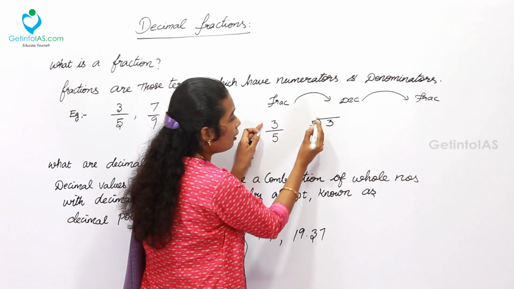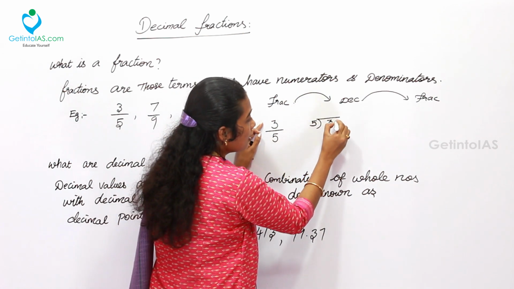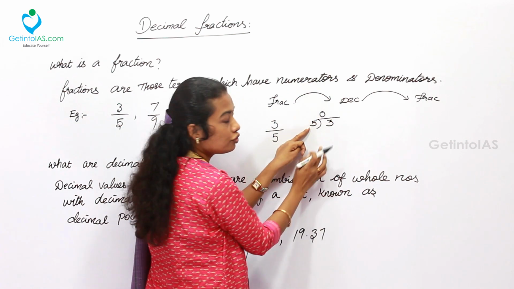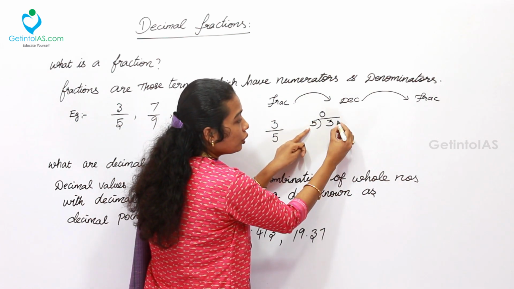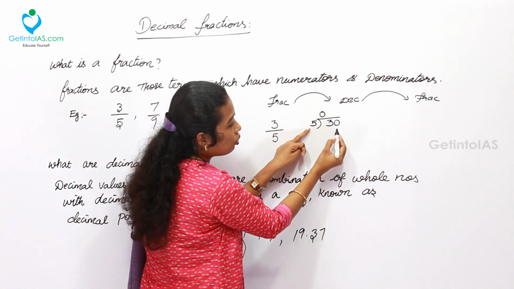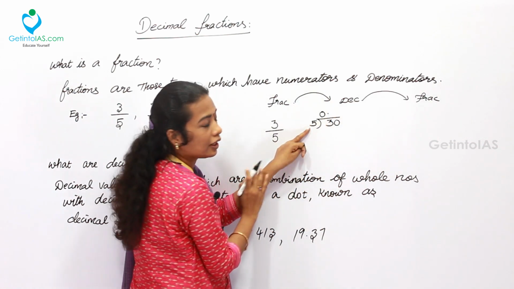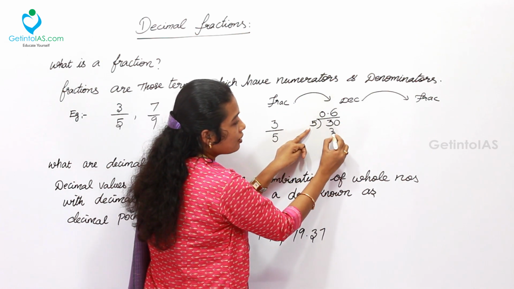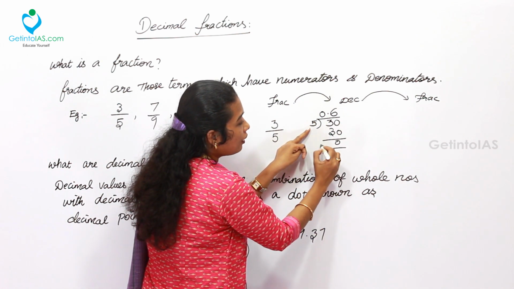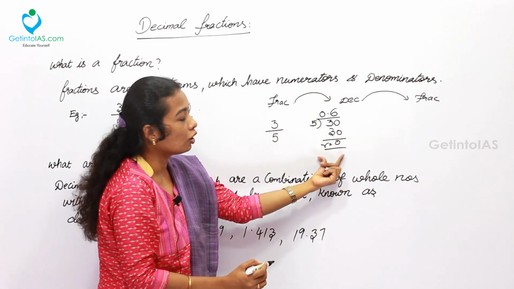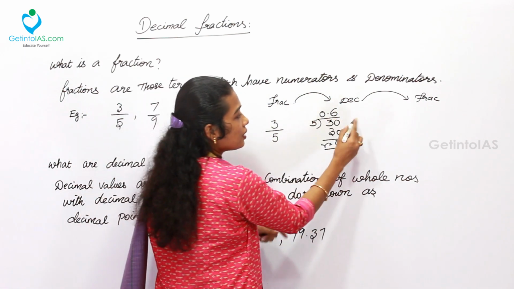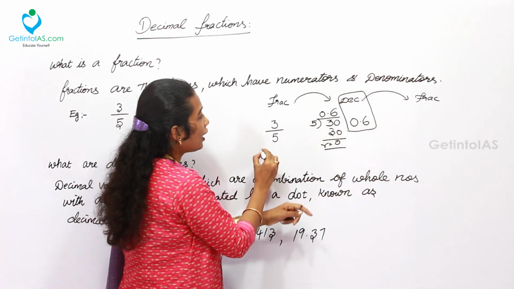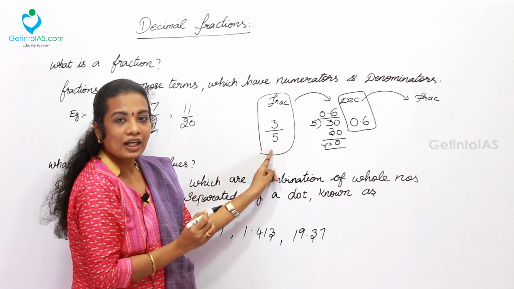What is the denominator here? 5. So, how many times? Here 3 is not divisible by 5, so I am putting 0, and I include the 0 outside. Whenever I do this, I put a dot over here. How many 5s are in 30? 6 times 5 is 30, so the remainder is 0. As soon as I get remainder 0, you can stop. Now, what is the result? 0.6. That is the decimal value equivalent to the fraction 3 by 5.